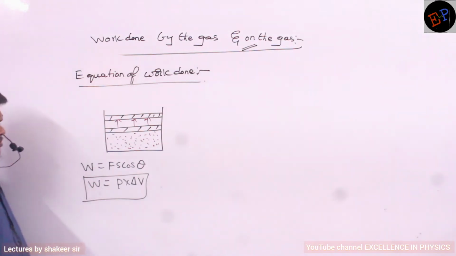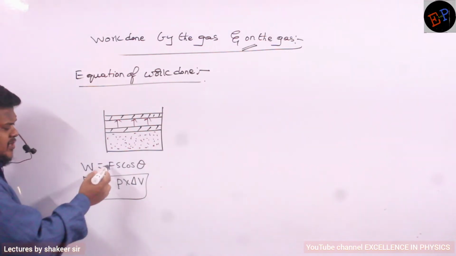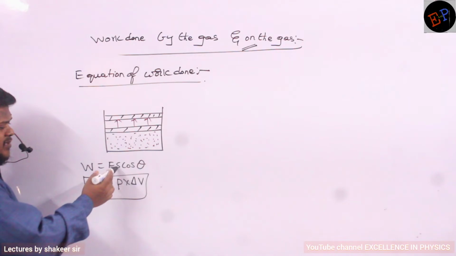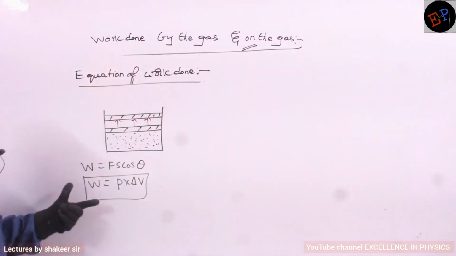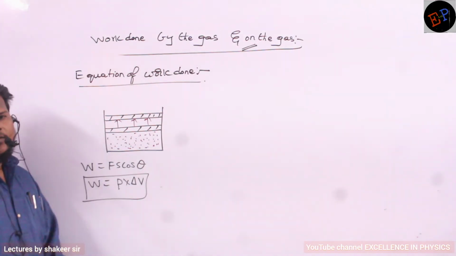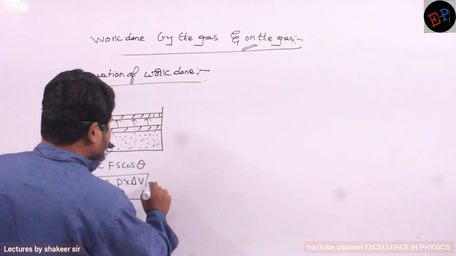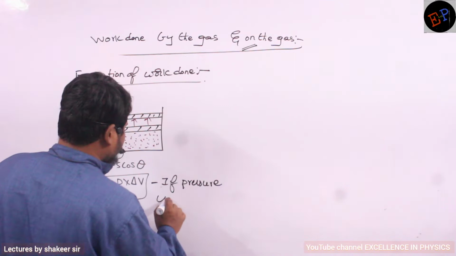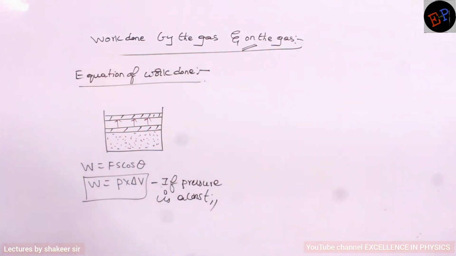So force per unit area is nothing but pressure, no? So if you multiply and divide by area, you will get pressure. Area multiplied by displacement is nothing but volume. That is the method of derivation. So this is another equation for work done. W is equal to pressure into change in volume. Now this equation I can use in which condition? If pressure is a constant. If pressure is a constant, I can use this relation: work done is equal to pressure into change in volume.